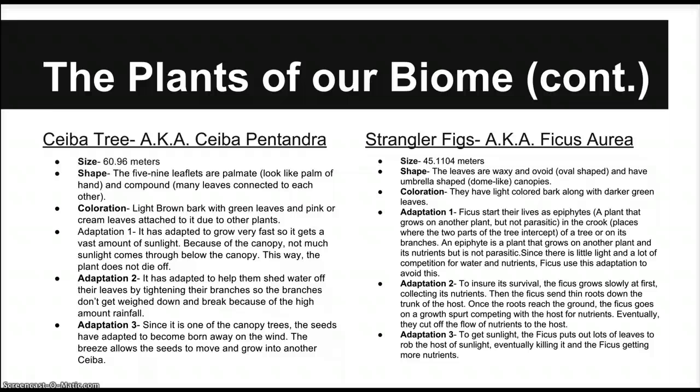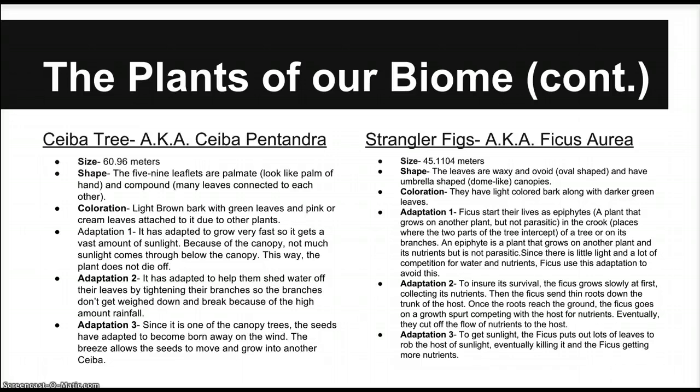The next tree is the strangler fig, or, as scientifically named, Ficus aurea, which is located also in Florida. The size of this is 45.1104 meters. The shape of this tree is that the leaves are waxy and ovoid or oval shaped and have umbrella shaped or dome shaped canopies. The coloration of this is that they have light colored bark along with darker green leaves.